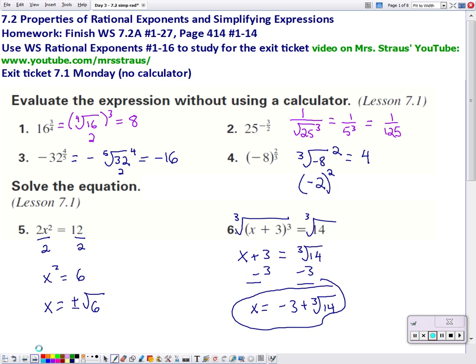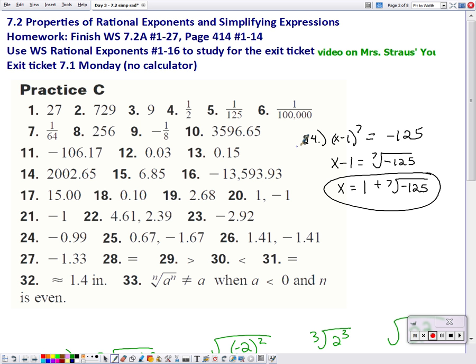Here are the homework answers from last night. Take a moment and check your work. I did number 24, as you can see, for another class, and in a moment I'm going to scroll. Why don't you pause the video? In a moment I'm going to scroll down and talk about number 33.